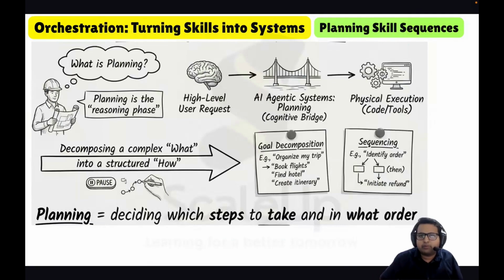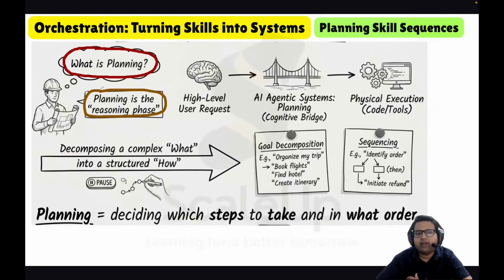Now we will discuss planning skill sequences. So let us first understand what planning is. Basically, planning is the reasoning phase where a large language model acts as an architect.